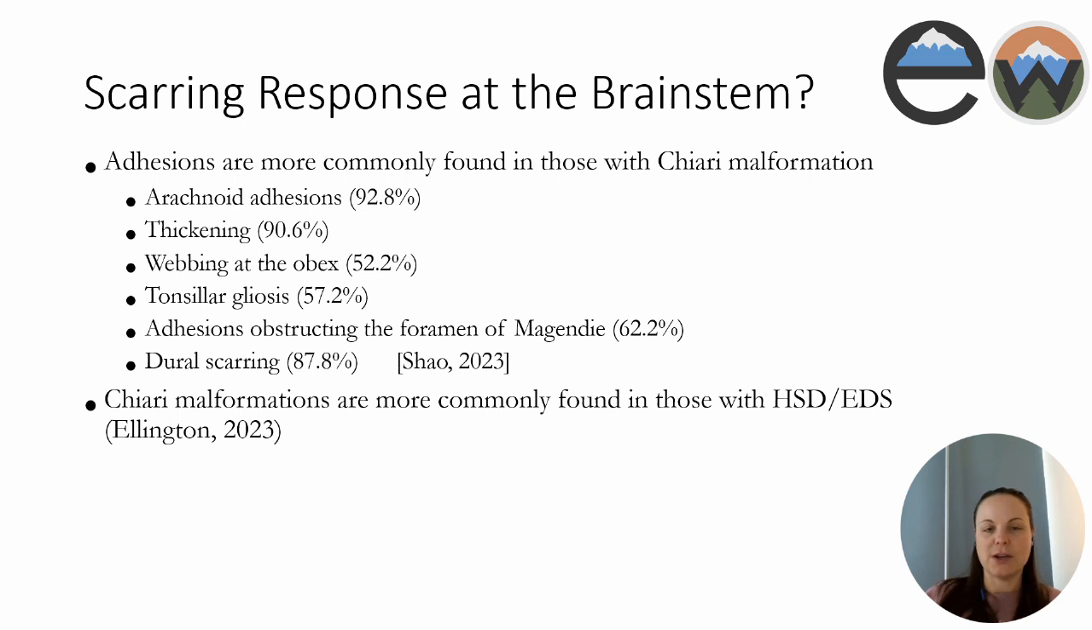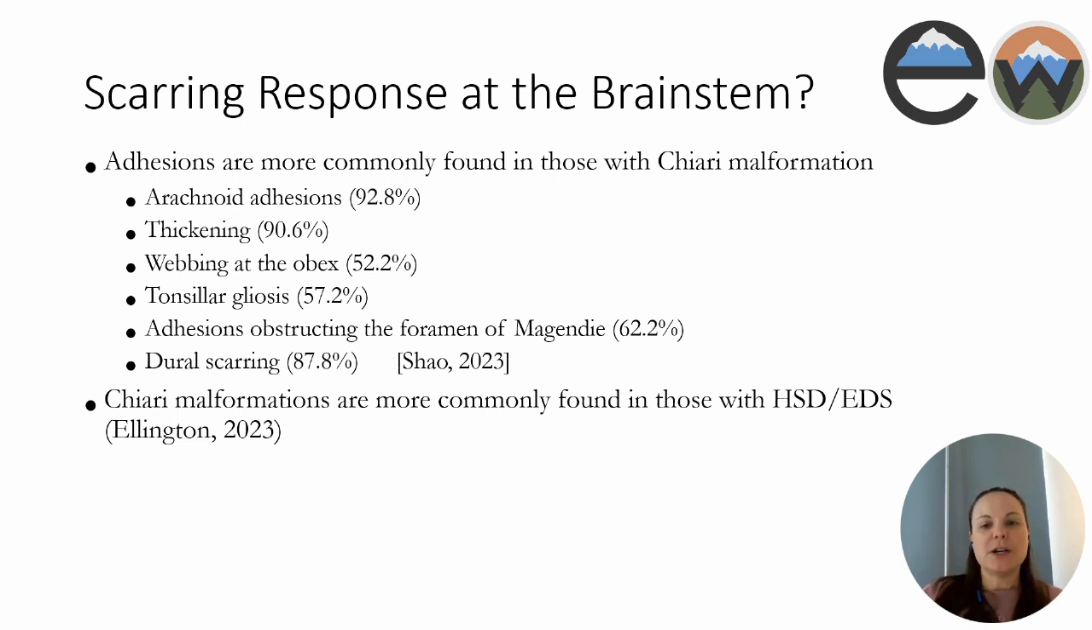When they did biopsies of individuals that were undergoing chiari decompression surgeries, they found arachnoid adhesions. They found thickening of the tissue. They found webbing. They found tonsillar gliosis. They found adhesions in what's supposed to be the opening, and dural scarring. So I'll pause there and I'll say, doesn't that sound familiar? Doesn't that sound like some of these adhesions or scarring formation or the gliosis? I mean, it's a glial cell reaction.